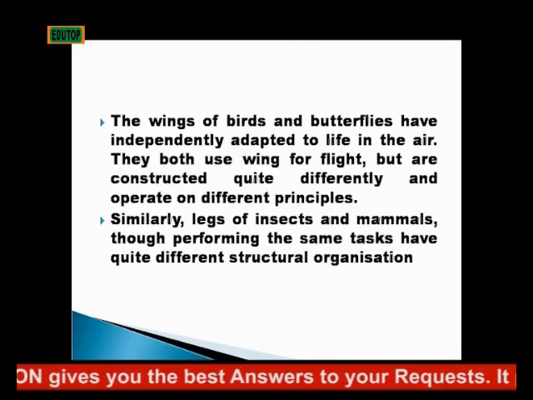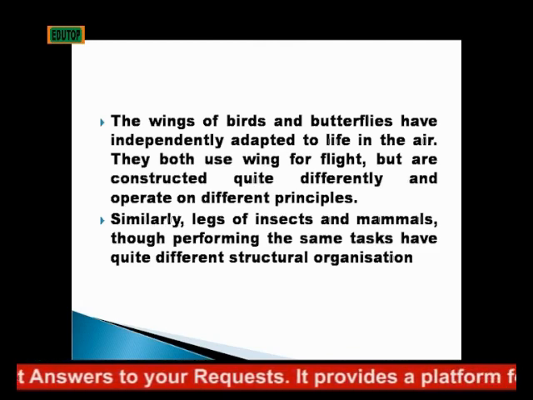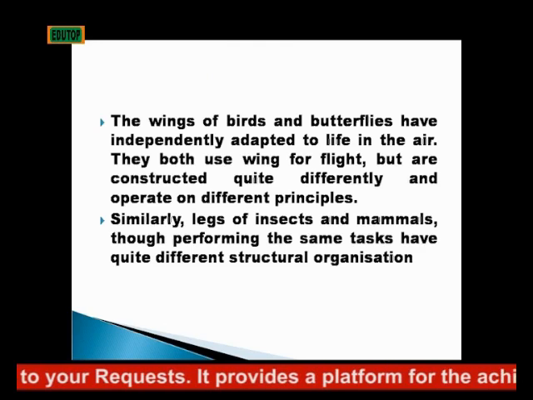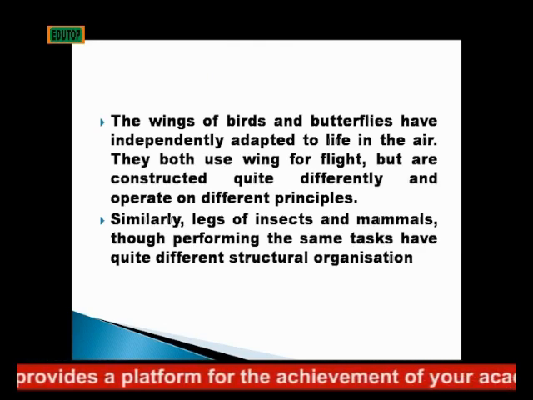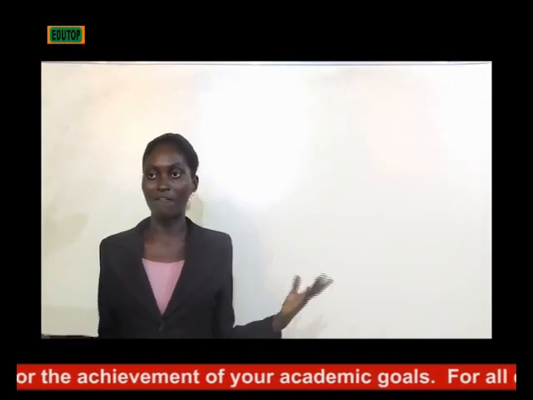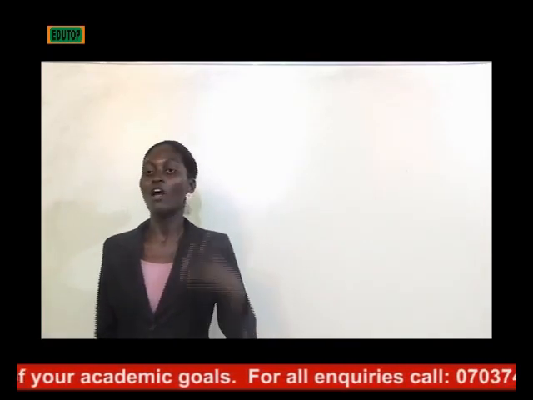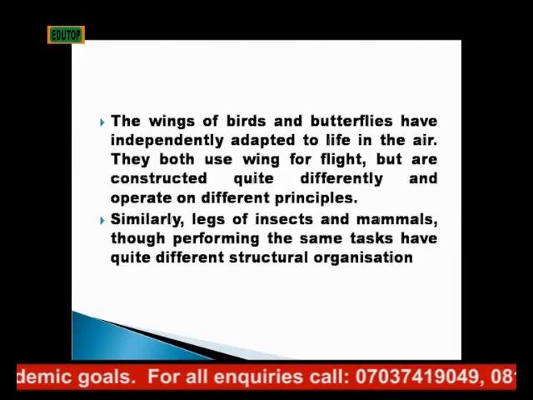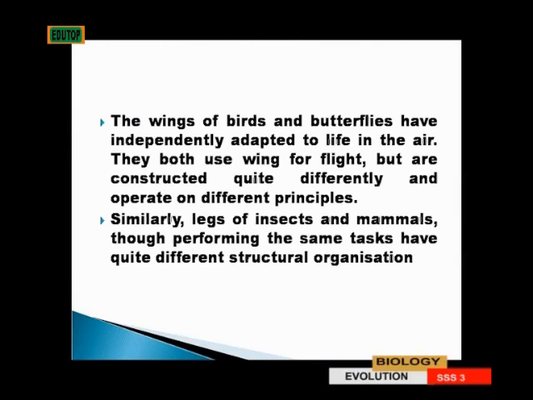Then the wings of birds and butterflies are independently adapted to life in air. They both use wings for flight, but they are constructed quite differently and they operate on different principles. Butterflies and birds don't have the same origin. So that is convergent evolution. Similarly, we have the legs of insects and mammals, which, though performing the same tasks, have quite different structural organization. So that is also convergent evolution.